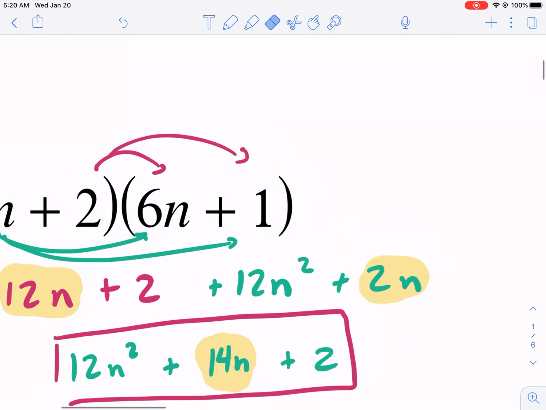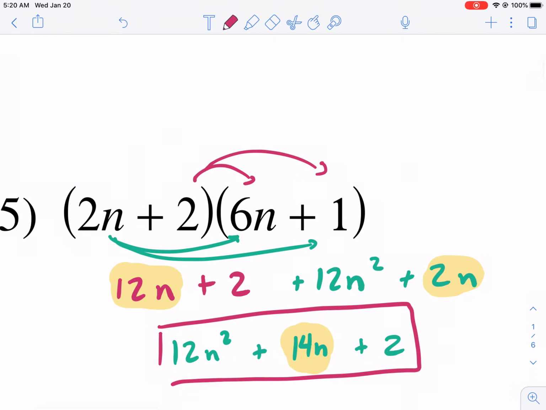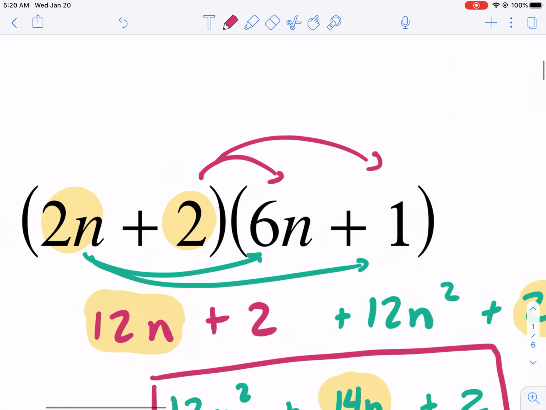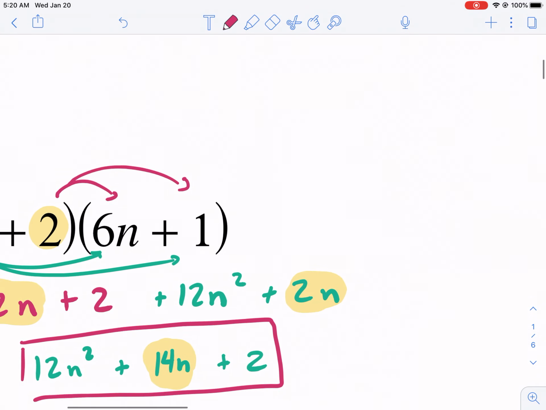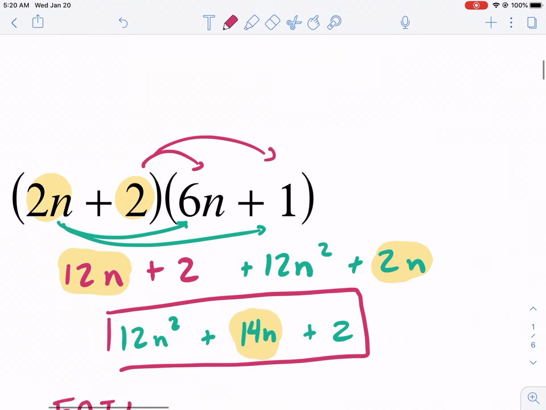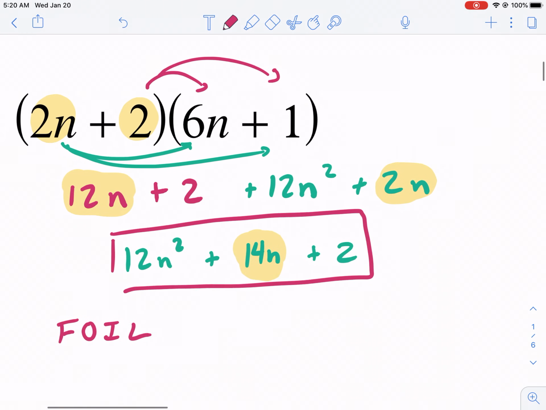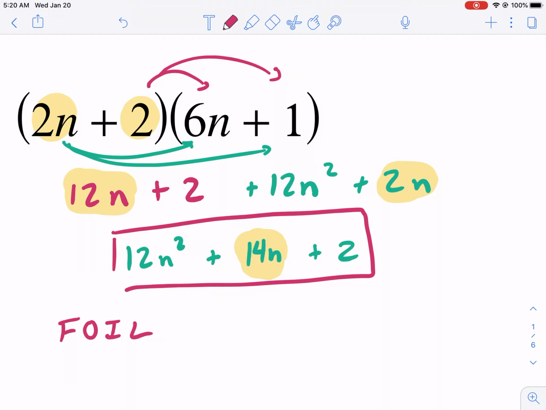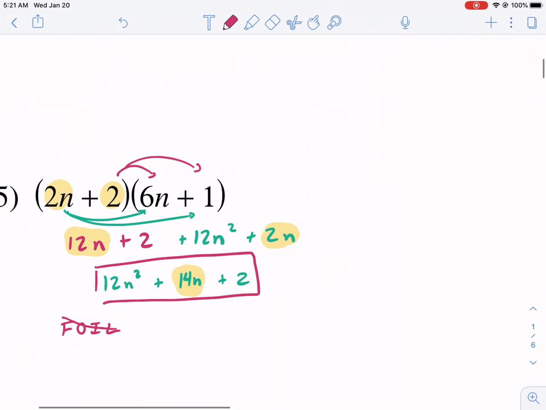And essentially the idea here is to connect both terms inside one parenthesis, draw arrows to both terms in the other set of parentheses. So this 2 needs arrows to both the 6n and the 1, and this 2n needs arrows to the 6n and the 1. And once you do that and show that multiplication, you're covered. You've done FOIL, okay? So you're done with that, and you've done every necessary step.